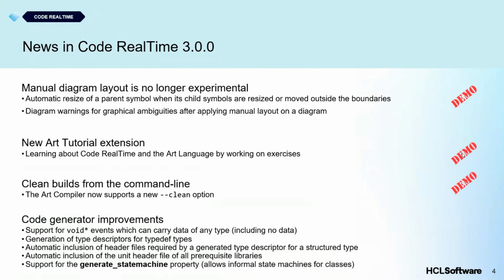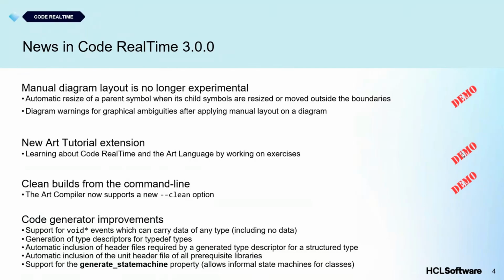Then there is a new extension that you can download from the marketplaces, which helps you learn Code Real-Time and the Art language by working on exercises. So it's like an enablement kind of extension.